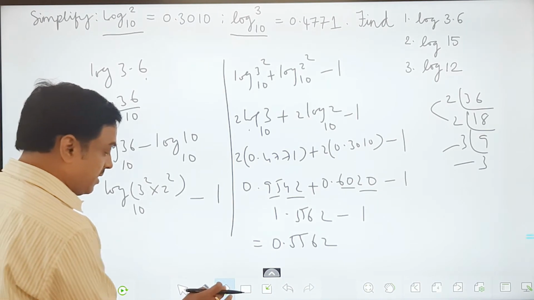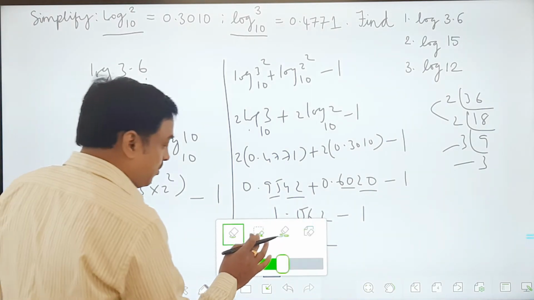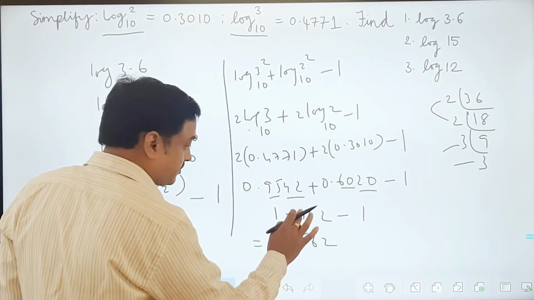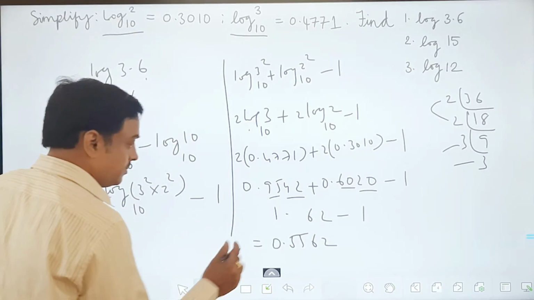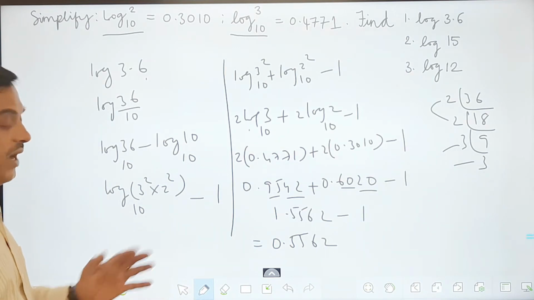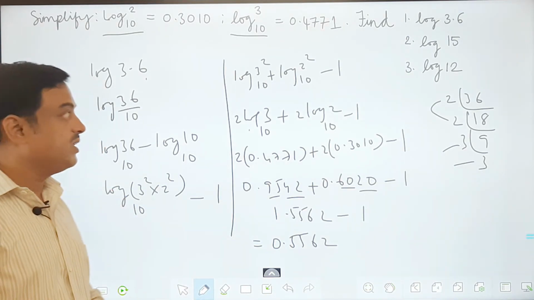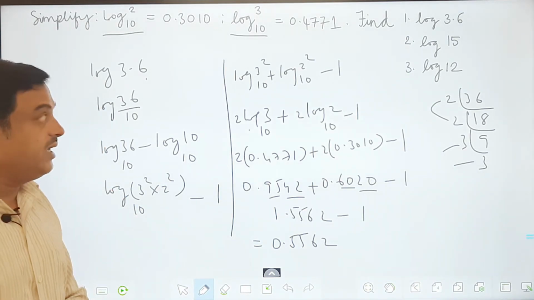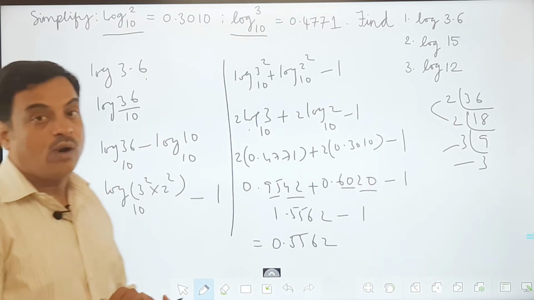If you are not clear with the writing here, I would write it once again. This is 5562 minus 1. So final answer is 0.5562 is the value of log 3.6. So we need to find out log 15 now.